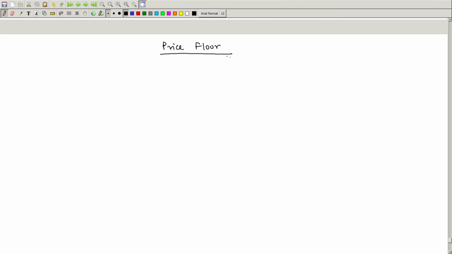So, unlike a ceiling price, a price floor is a minimum legal price at which trade takes place. So, let us first put the definition. A price floor is the minimum legal price at which trade takes place. So, immediately you can identify that since it is the minimum legal price at which trade takes place, a valid price floor has to be necessarily greater than the equilibrium price.